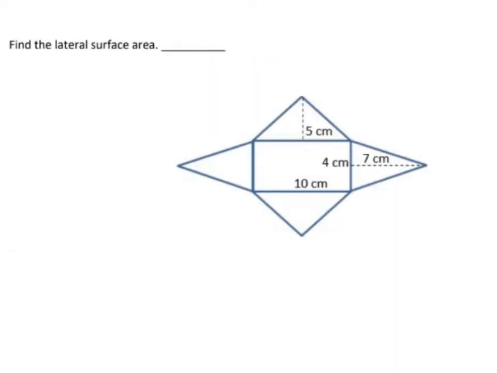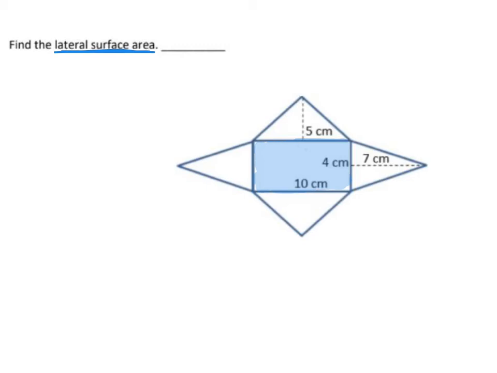Okay, so here we have another net, and this net is for what? Well, we are finding the lateral surface area, so that means we're not including the base. And what's the base? Oh, the rectangle. Yeah, the rectangle in the middle. So we're not including this. So now we need to find the area of the triangles.